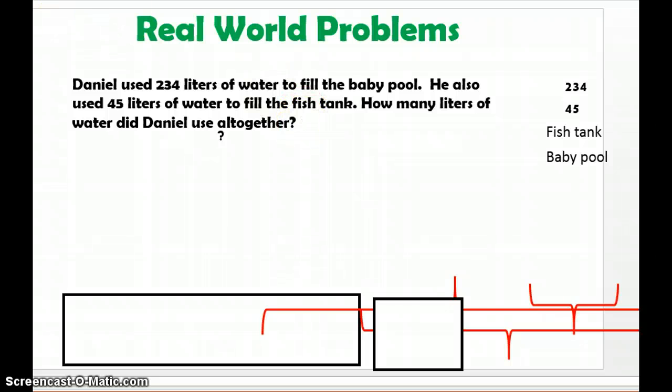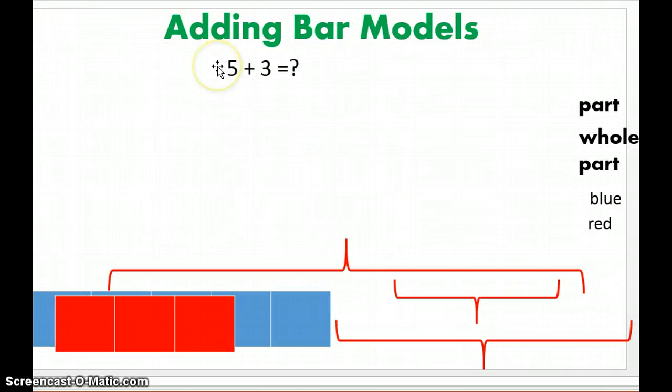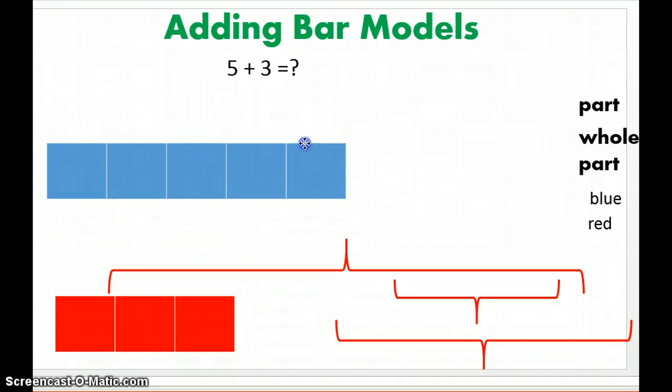Let's go back to the first screen, and we're going to actually solve something really, really easy. We're going to be solving 5 plus 3. I'm going to use a bar model to represent these numbers. So I'm going to start by making my parts.